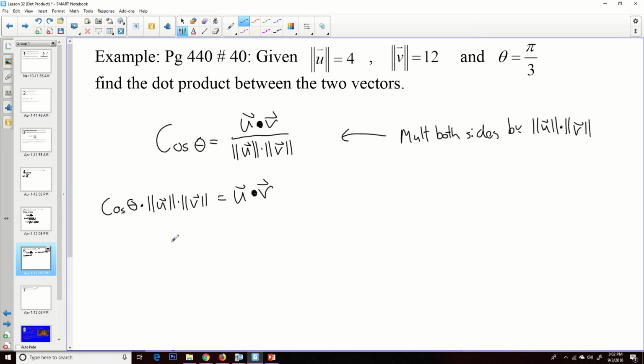So I don't even have to do all that work. All I've got to do is plug and chug. So the cosine of pi over 3 times 4 times 12. Well, the cosine of pi over 3 is a half. So remember our unit circle. Times 4 times 12. Half of 4 is 2. 2 times 12 is 24. So the dot product between those two vectors is 24.